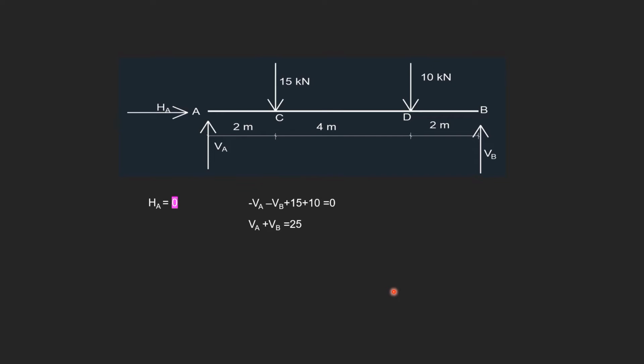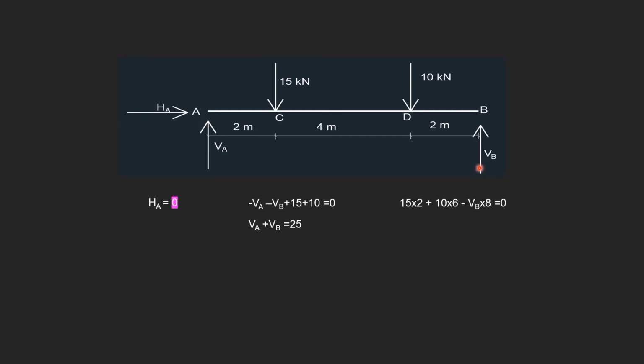Now the third condition is the algebraic sum of the moments about any point on the beam should be 0. Let's consider the point A. Here we have VA. Since VA is passing through A, it will not produce any moment about A. Next is 15 kilonewton. It will produce a clockwise moment about A, 15 into 2. And our next force is 10, which again produces a clockwise moment with a value of 10 into 2 plus 4, that is 6.